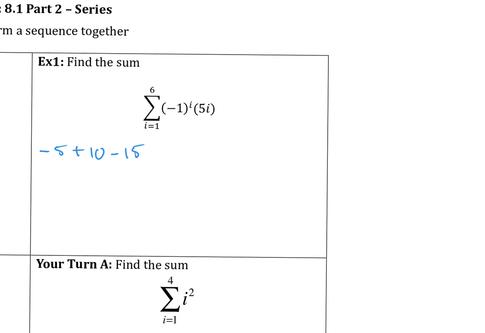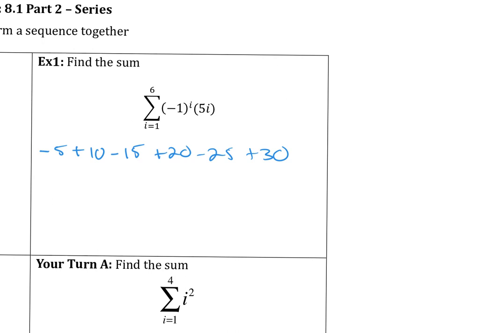And hopefully by now we kind of recognize what's happening here. We are adding 5 and then alternating signs here. So we had -5, +10, then we have -15, which means the next one's going to be a +20, and then we have a -25, and last but not least, we have a +30. Those would be our 6 terms.